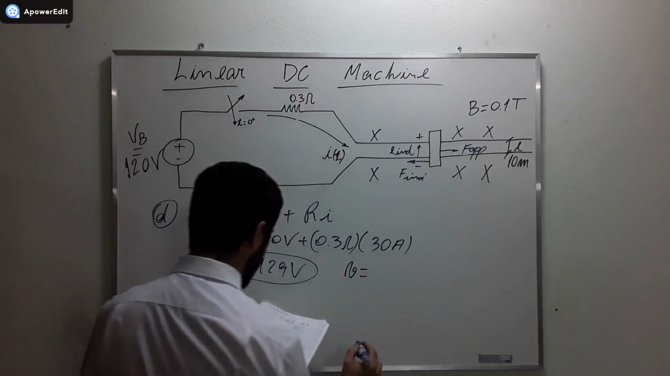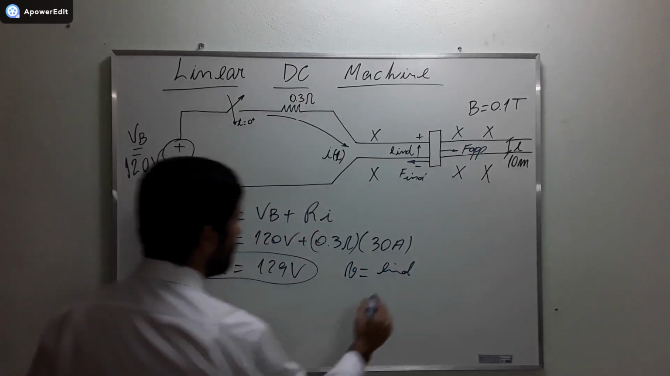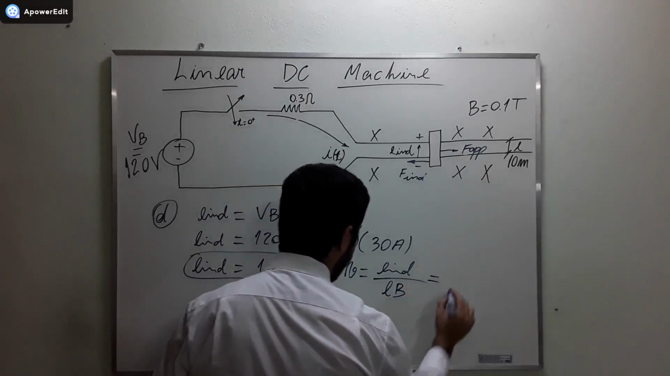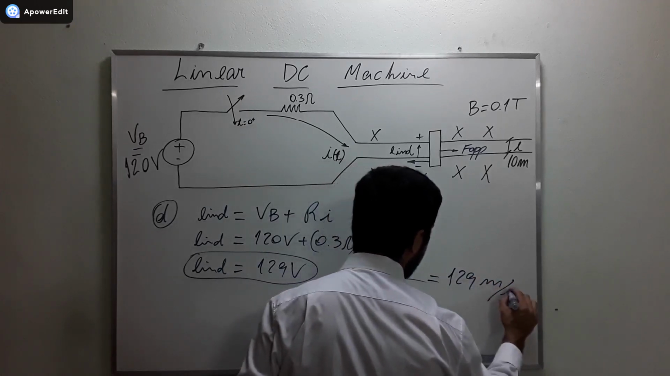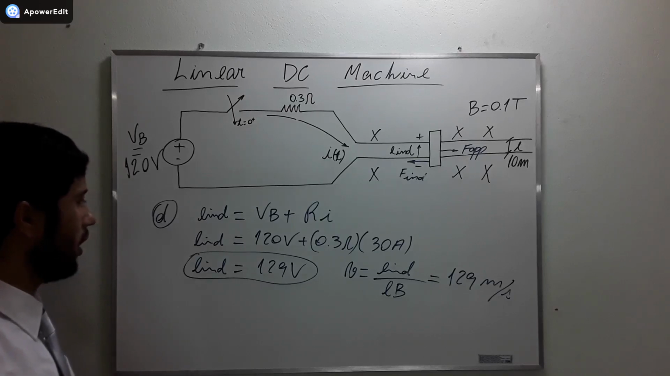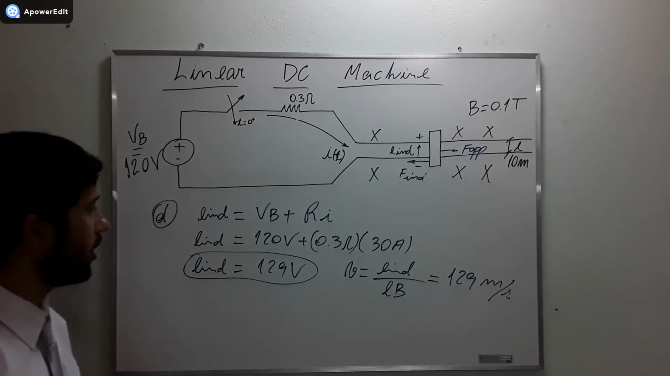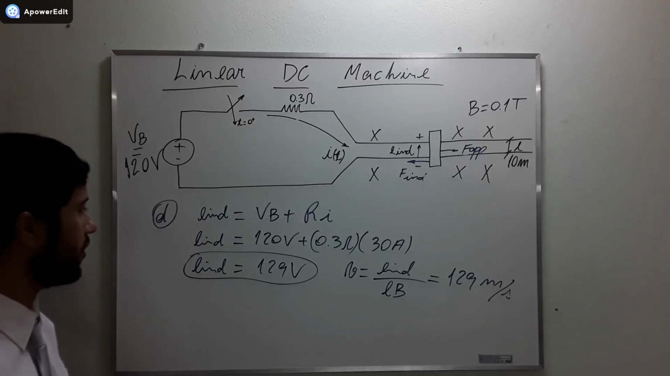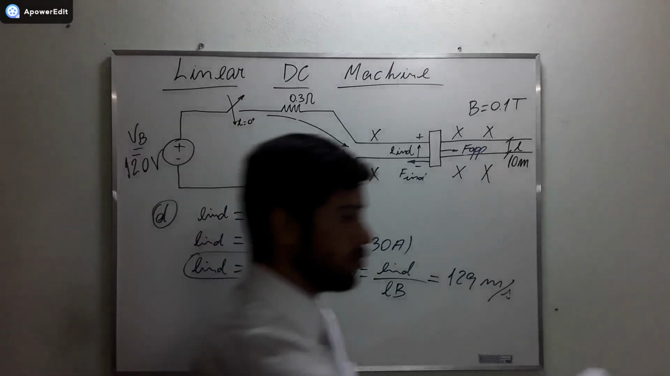The velocity is going to be equal to the induced voltage divided by L and B. And we find the velocity of 129 meters per second. Okay, my friends. Yes. Very good, very easy. Just use the laws of induction and you are going to understand everything, and you are going to find the same results.